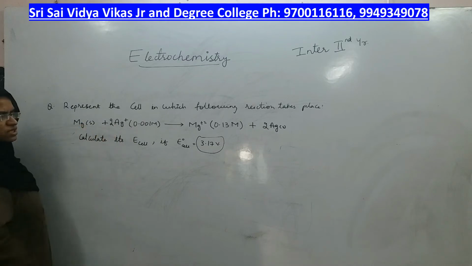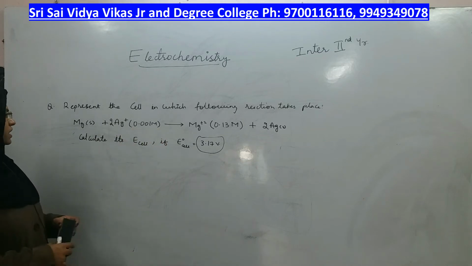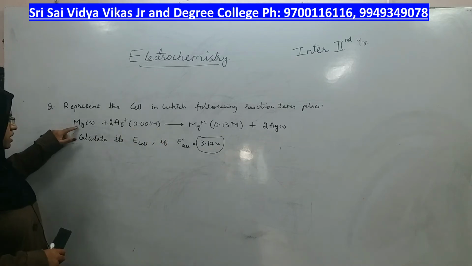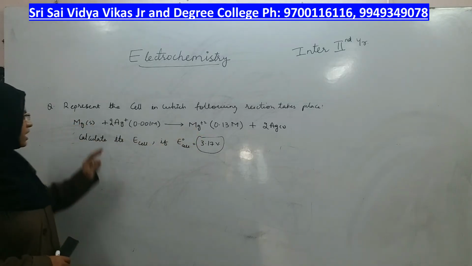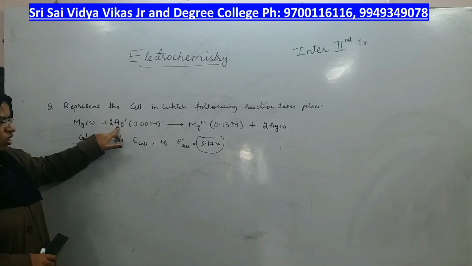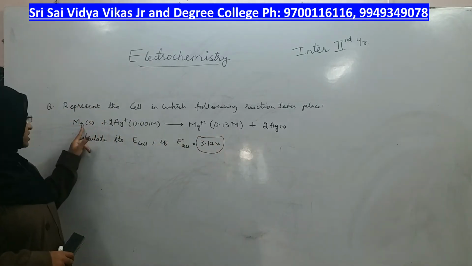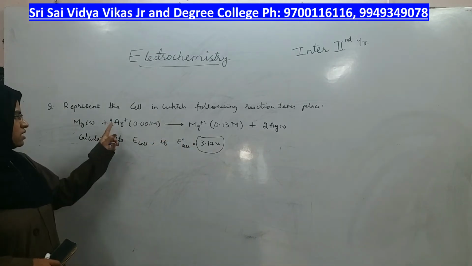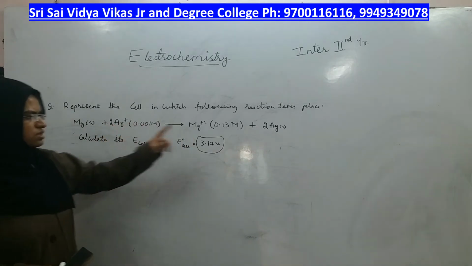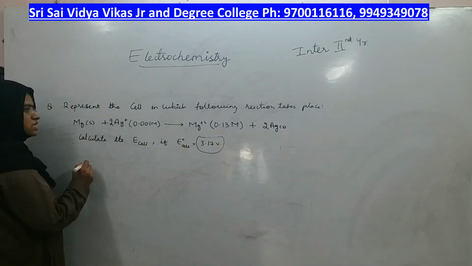The cell reaction is given, how to write the cell representation? By looking at this reaction, it is becoming clear to you that magnesium metal is undergoing oxidation, is it? And silver ion is undergoing reduction, is it? Right. So magnesium is undergoing oxidation, means magnesium is the anode. Silver ion is undergoing reduction, means silver is the cathode, right. So now let us represent the cell reaction.